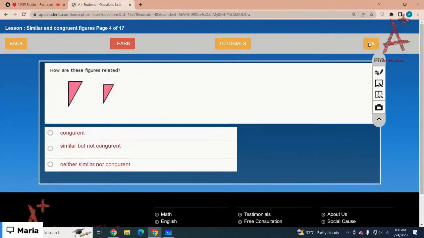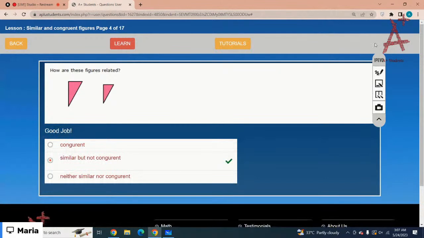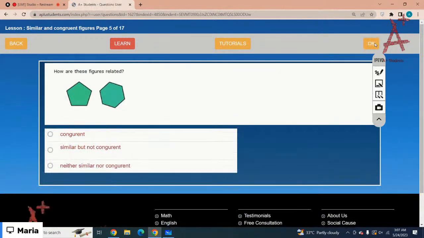How are these figures related? They are similar but not congruent because they are of different size. How are these figures related? They are neither similar nor congruent. They are two different shapes.